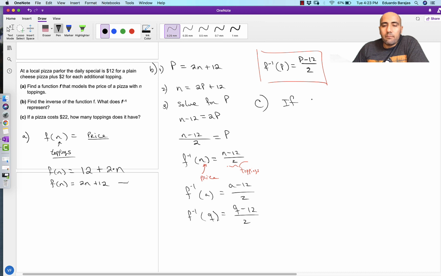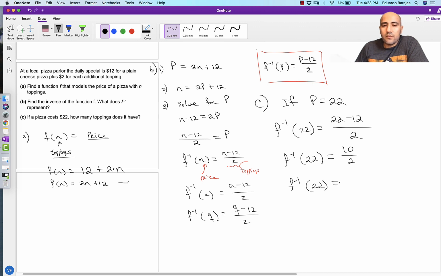So if p equals 22, I can plug it into here and get that f inverse of 22 is going to be 22 minus 12 divided by 2, which means that f inverse of 22 is going to be equal to 10 divided by 2, or f inverse of 22 equals 5. 5 toppings. Right? This is money. This is the price you paid. And then we plug it into the inverse function. We're able to get the toppings. Price is the input. Toppings is the output.